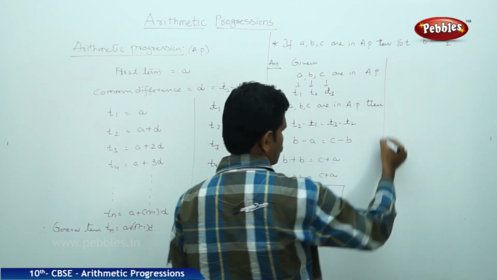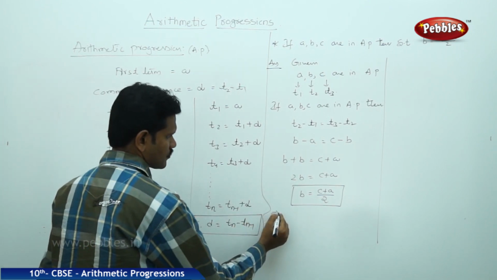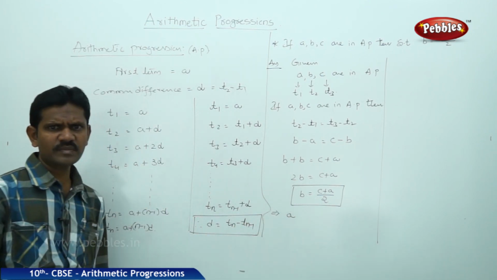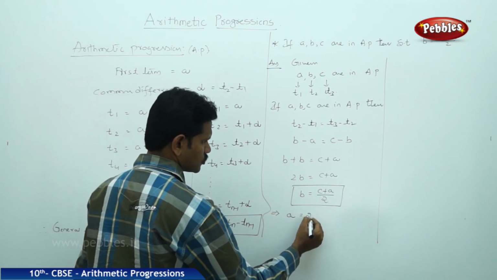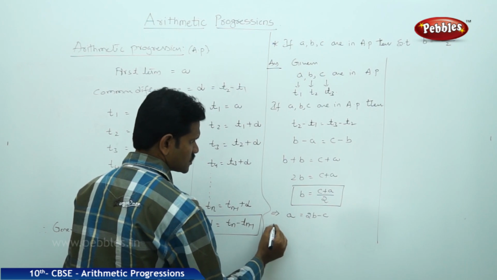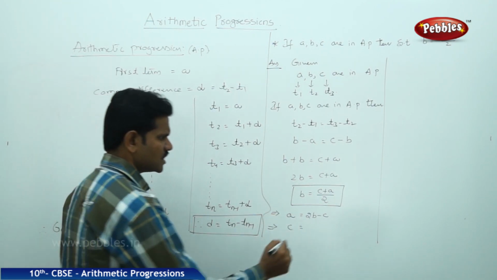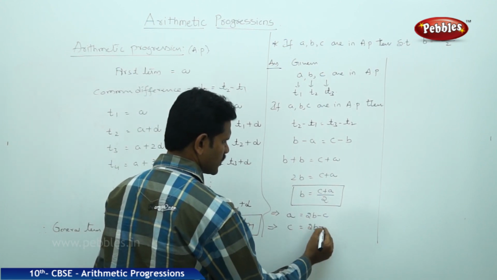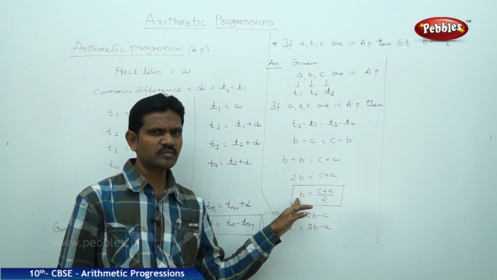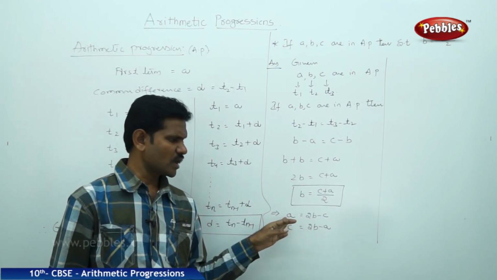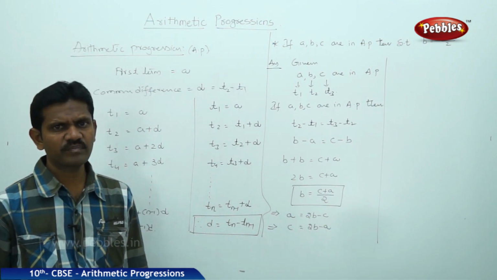Suppose from this case, I want to convert A as the subject. Then A is equal to 2B minus C. Similarly, I want to convert C as the subject. That is C is equal to 2B minus A. B is already in the subject form, that is (A plus C) by 2. A is equal to 2B minus C. C is equal to 2B minus A.